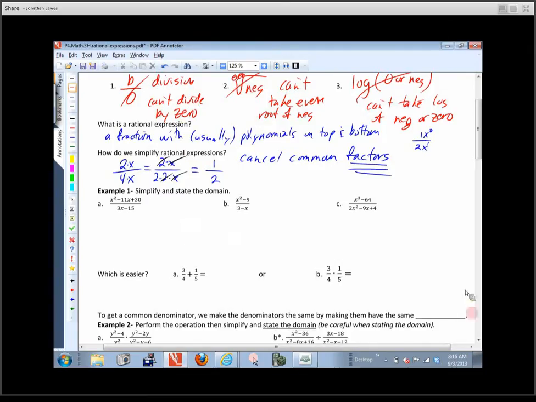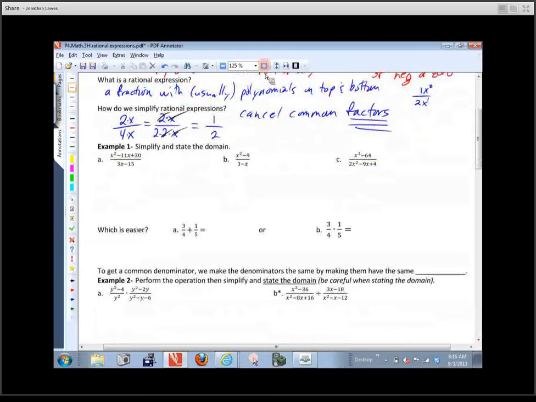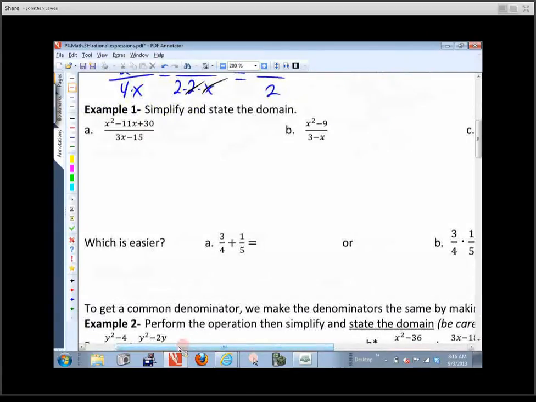So let's take a look at example number 1 right here. It says simplify and state the domain. So here's what we're going to do. Let's factor this. I've got to have numbers on the top that multiply to be 30 and combine to be negative 11. This is why that last section was so important, because you've got to be pretty quick at this. We don't want to spend 4 hours trying to factor each one of these. Okay, so I'm going to use negative 5 and negative 6. Those multiply to be positive 30, combine to be negative 11. And on the bottom, I'm going to take out the greatest common factor, and I end up with an x minus 5.